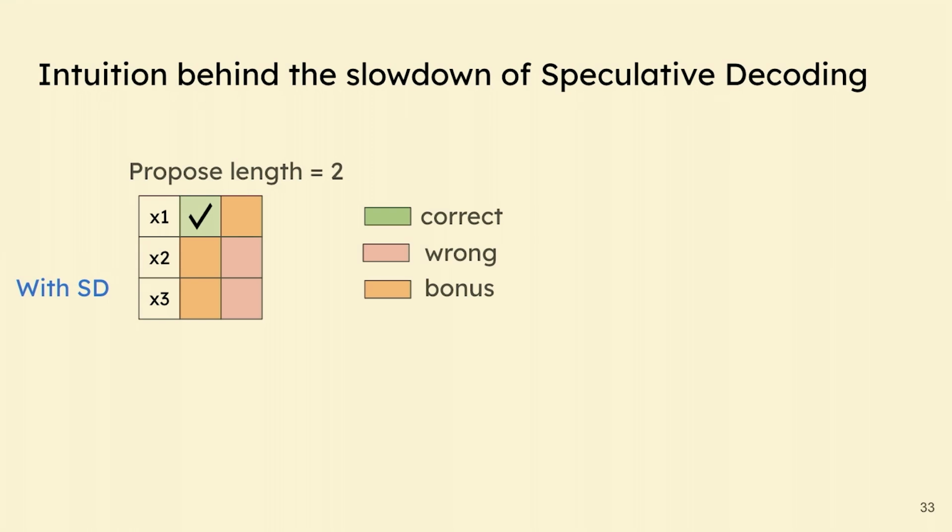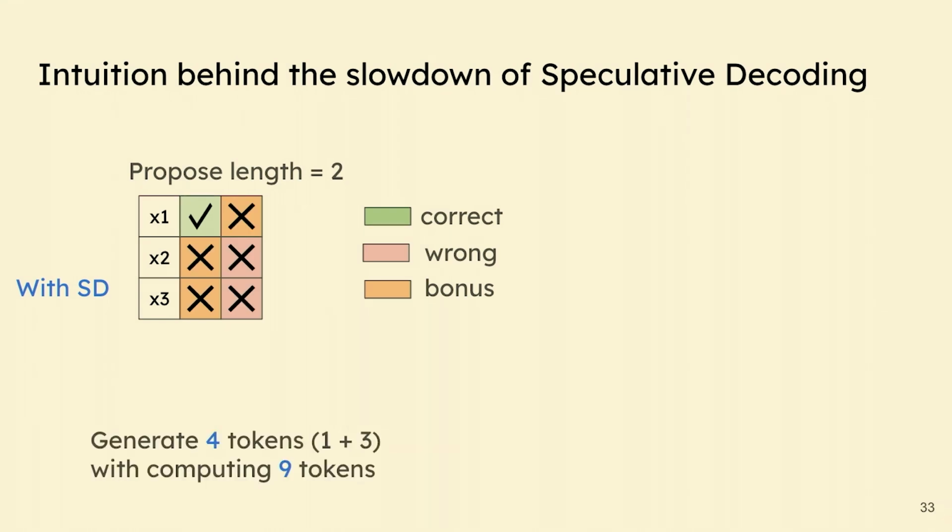So let me give you some intuition behind the slowdown. In the example here, we have 3 requests, and we propose 2 tokens for each request. So there are in total 9 input tokens. And after the verification, we find that only 1 of them is correct, and we generated 4 tokens, including the bonus token, while computing 9 tokens. So we are wasting 5 tokens here. We are wasting some compute here.